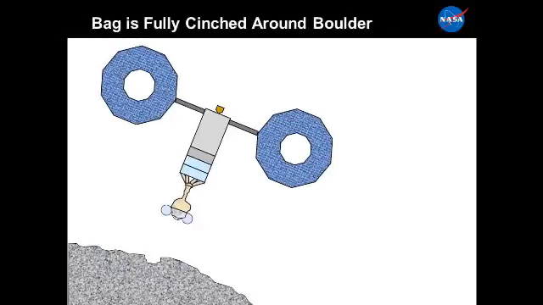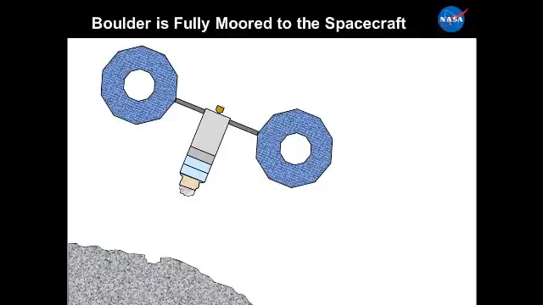Next chart. And you complete the cinching process. You cinch the bag around the rock material, and then you complete the cinching process with the final, next chart, last chart, pulling this thing all up to the spacecraft.